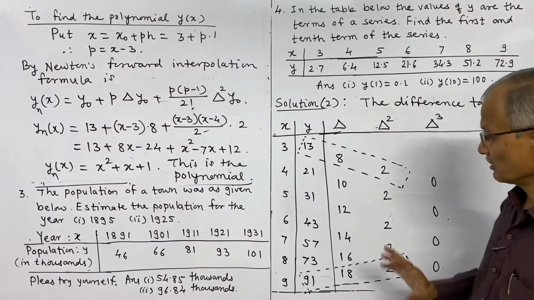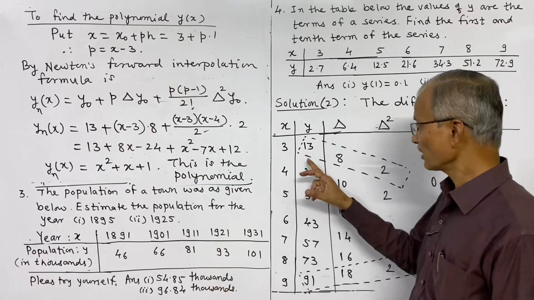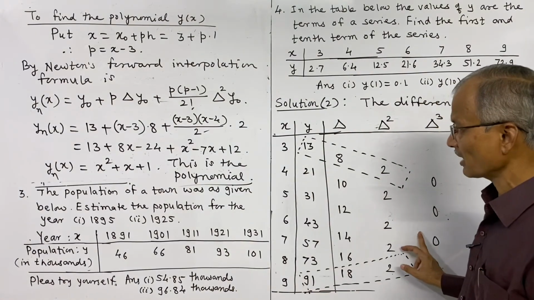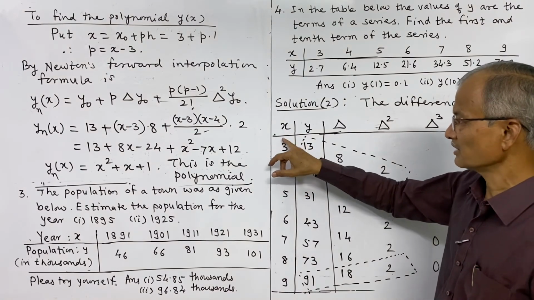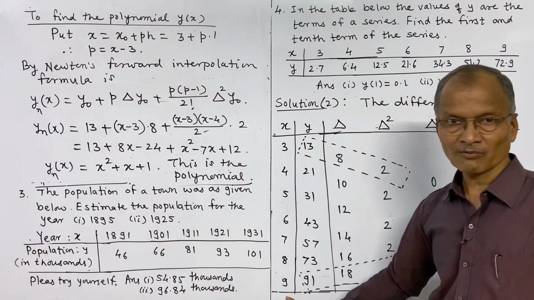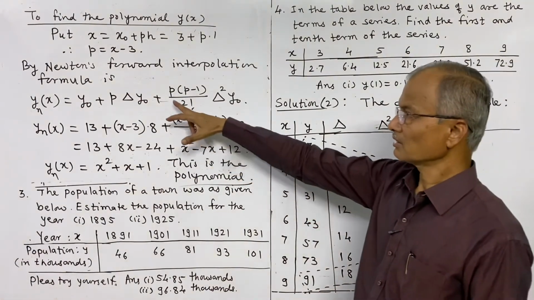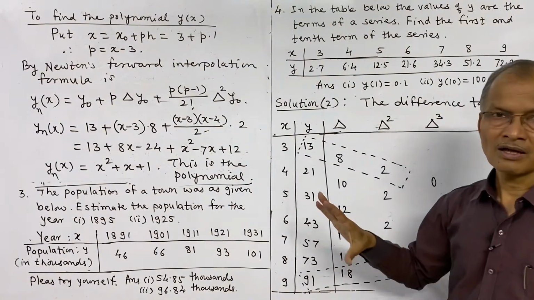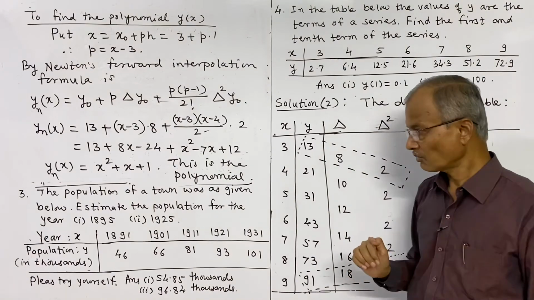So thus in this problem we have used both Newton's forward difference formula and Newton's backward difference formula. Newton's forward difference formula for obtaining the value of the series at x is equal to 1, backward at x is equal to 10, and to obtain the polynomial we have used the forward difference interpolation formula. So in this way we can use Newton's forward and backward difference interpolation formulas.